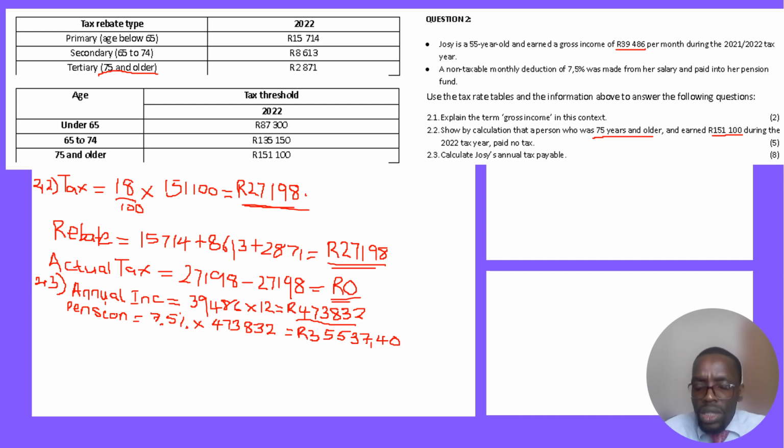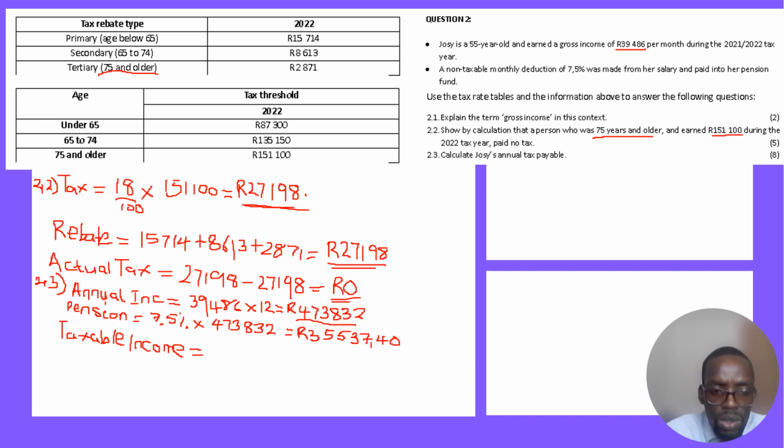Okay, that's the amount that is going to be paid as pension. Now the next thing that we want is our taxable income. Remember we said our taxable income is your gross income minus your non-taxable deductions. Are we together there? So our taxable income is going to be my gross income.